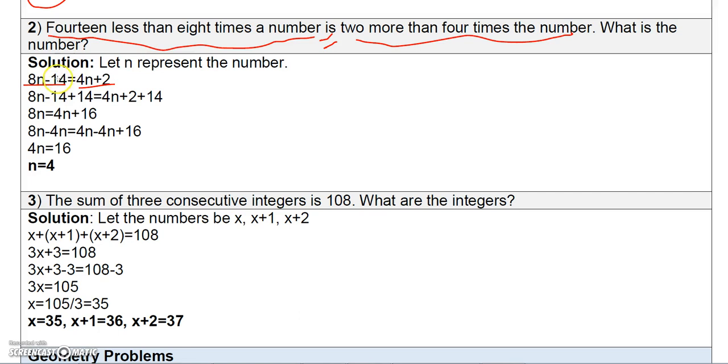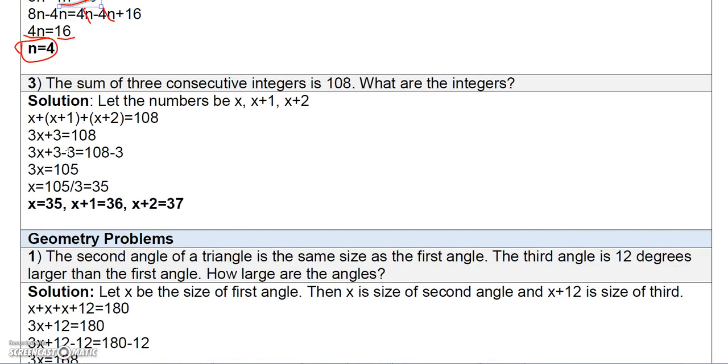So now we can solve this. If we add 14 to both sides, that'll eliminate the minus 14 here, and it'll give me 4n plus 16 over here. Then I can subtract 4n from both sides, and that'll eliminate the 4n over here, and then that'll just leave me 16 over here, and then 8n minus 4n is 4n. Now divide both sides by 4, and you get n equals 4. So the number must be 4.